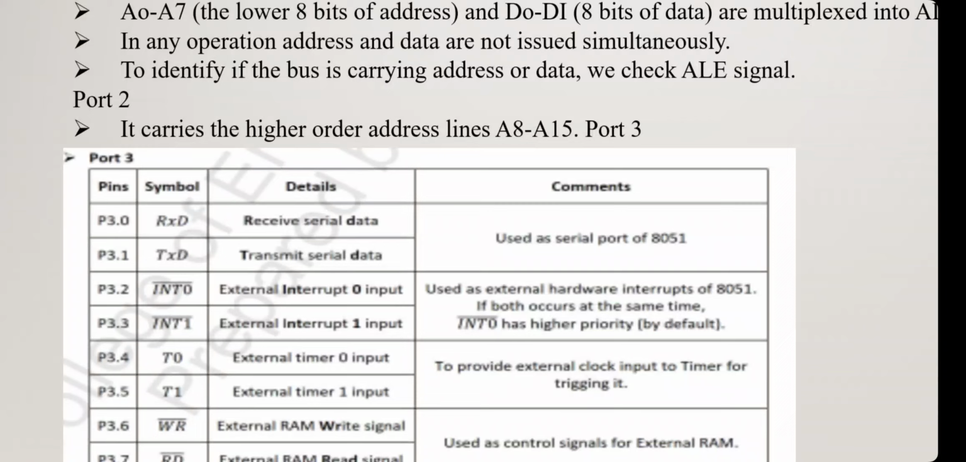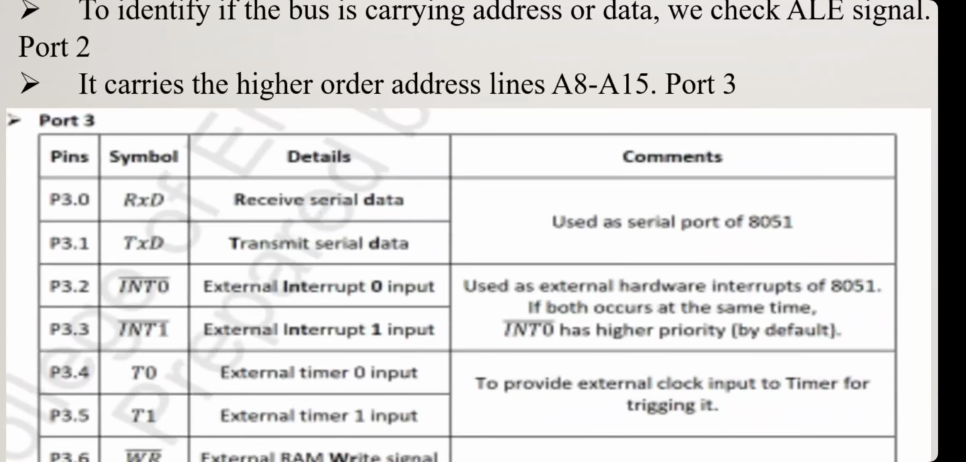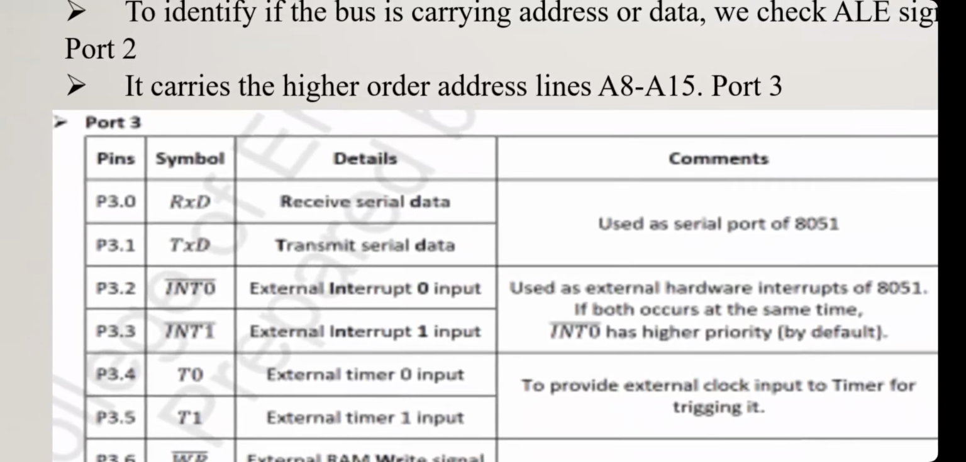If both occur at the same time, INT0 has higher priority by default. That is, the external interrupts will come through these pins, INT0 and INT1. In some cases, two external interrupts come at the same time on the pins INT0 and INT1. By default INT0 has higher priority, so the interrupt on the INT0 pin is taken first. After that, the interrupt on INT1 is taken.